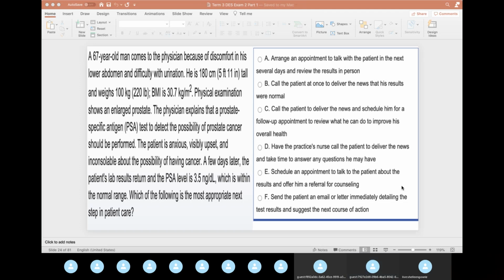B, call the patient at once to deliver the news that his results were normal. You all agree? I'm between C and D. C, call the patient to deliver the news and schedule him for a follow-up appointment to review what he can do to improve his overall health. D, have the practice's nurse call the patient to deliver the news and take time to answer any questions you may have. Remember, the patient is anxious, visibly upset, and inconsolable about the possibility of having cancer. So what is the most appropriate next step in patient care?